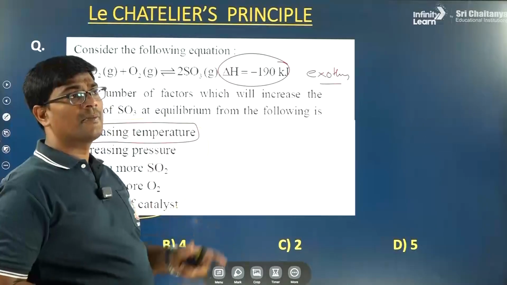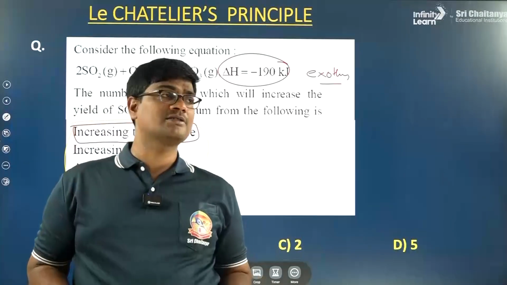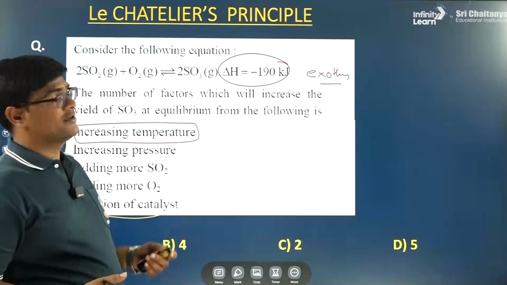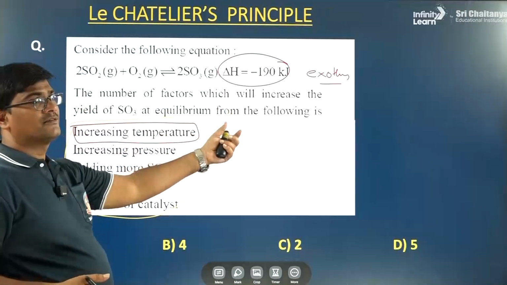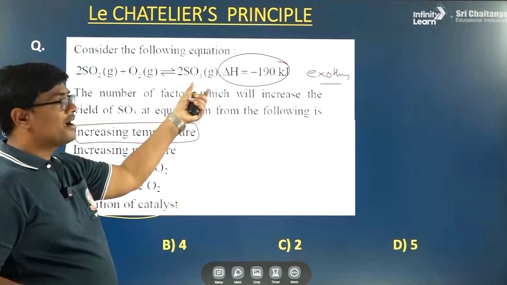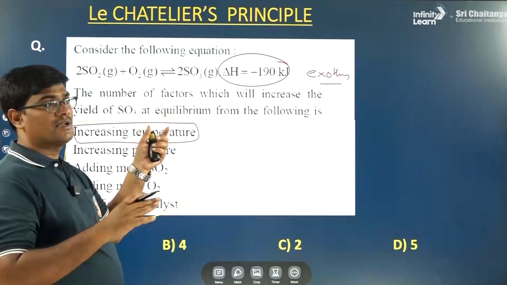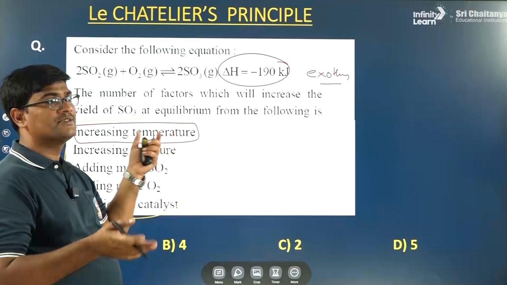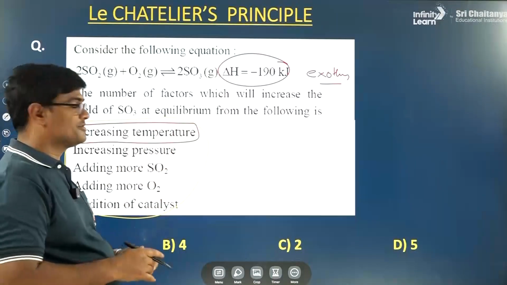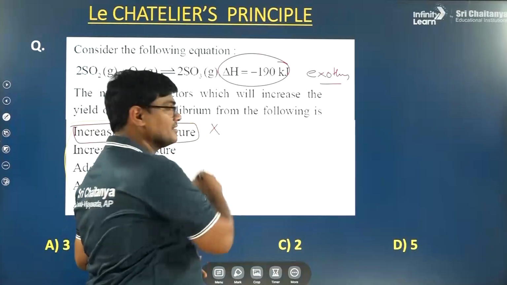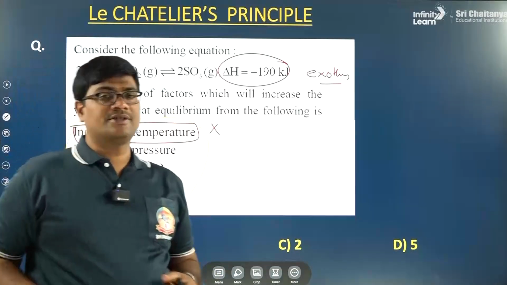So increasing temperature favors the forward reaction if it is endothermic. But here it is an exothermic reaction. Therefore, the backward reaction takes place. Backward reaction means more SO3 is produced? No. Backward reaction means less SO3 is produced. That means we reduce the yield. Therefore, we should not increase the temperature. Therefore, that is not the right choice.